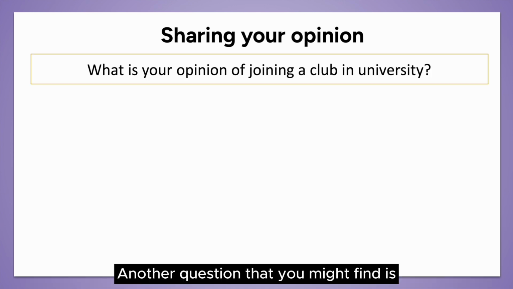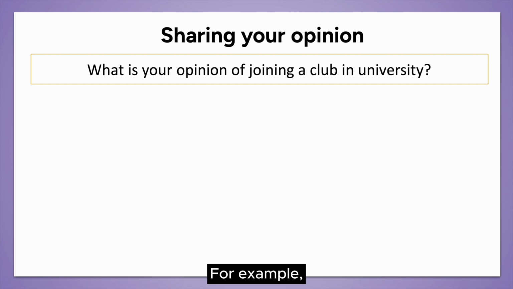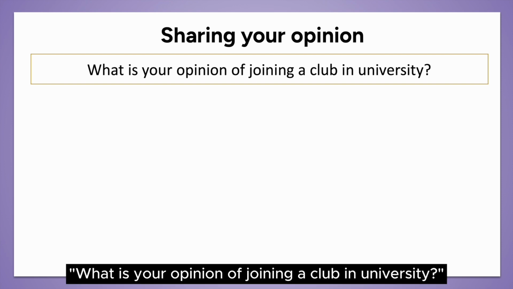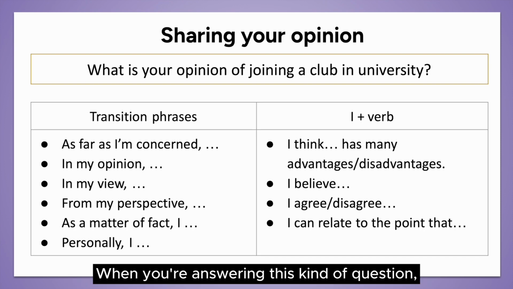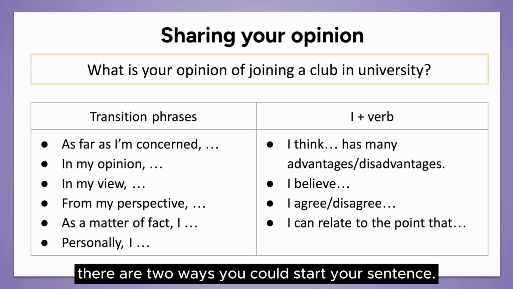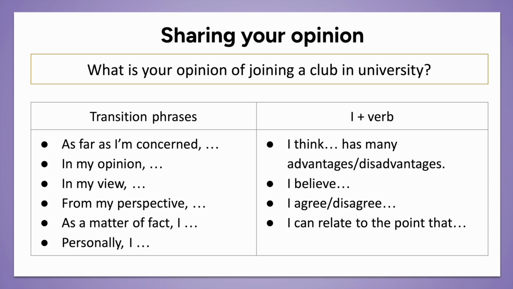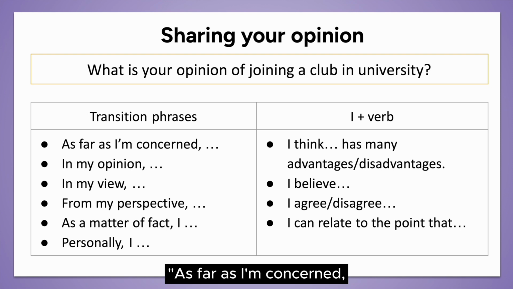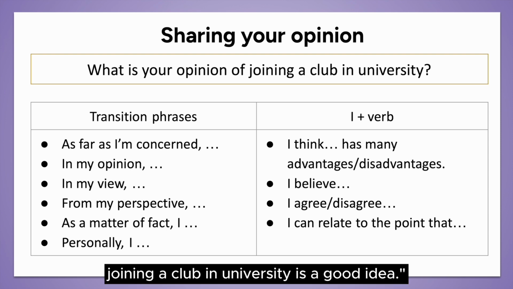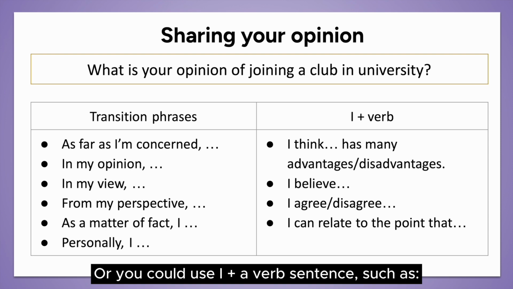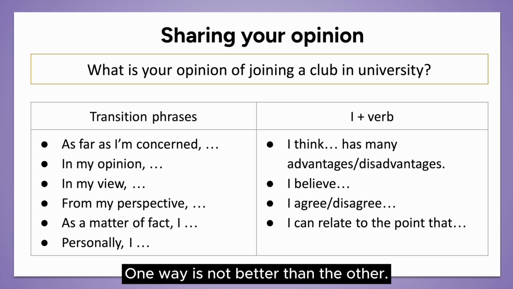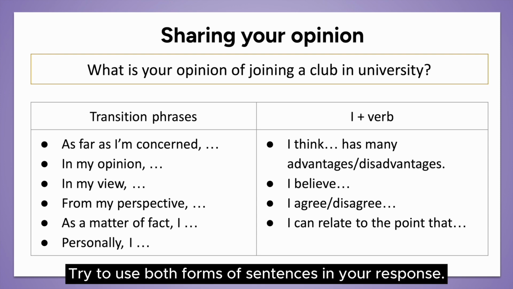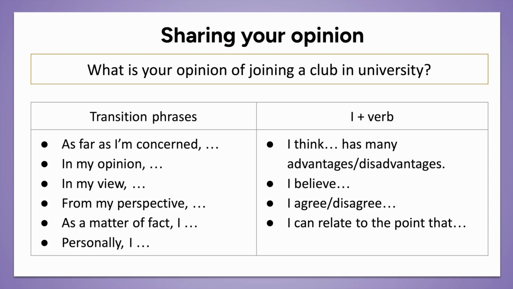Another question that you might find is about sharing your opinion. For example, what is your opinion of joining a club in university? When you're answering this kind of question, there are 2 ways you could start your sentence. You could first start with a transition phrase, such as "Far as I'm concerned, joining a club in university is a good idea." Or you could use "I" plus a verb sentence, such as, "I think joining a club has many advantages." One way is not better than the other. Try to use both forms of sentences in your response.